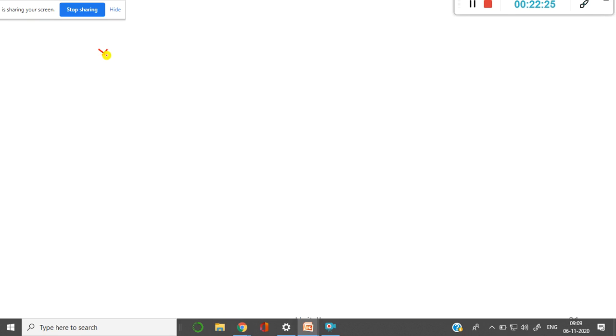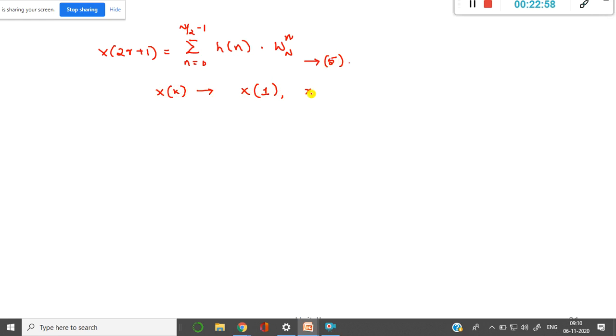Therefore, x of the odd sequences, x of 2r plus 1, I will represent in the form of summation n runs from 0 to N/2 minus 1, h of n into W_N to the power of n. This is my final equation for the odd sequences of x of k. Let me represent this as equation number 5. Here I am going to get x of k in the form of odd sequences only, that is x of 1, x of 3, as such.